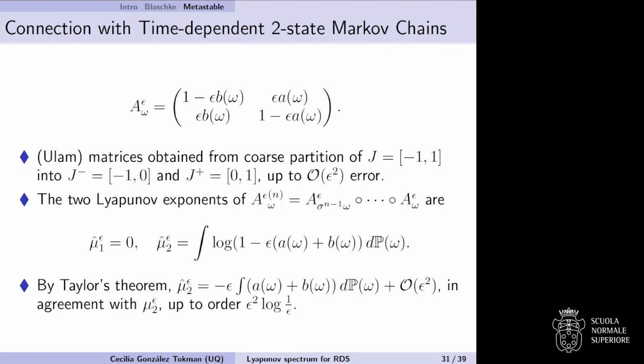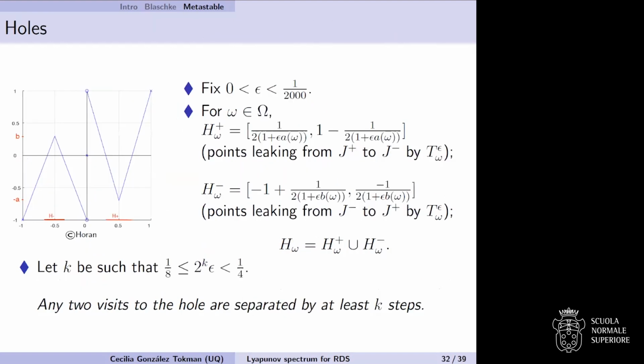If we write these matrices, which are kind of naive approximations to the system, and if you're familiar with the Ulam scheme, they are giving us what the Ulam scheme would give us as approximation to the system when we use the coarse partition into interval on the left, interval on the right, up to epsilon squared error. And here, we can compute these Lyapunov exponents, and by Taylor's theorem, we get pretty much the same quantity up to small errors. Okay, so it's a good approximation in this sense.